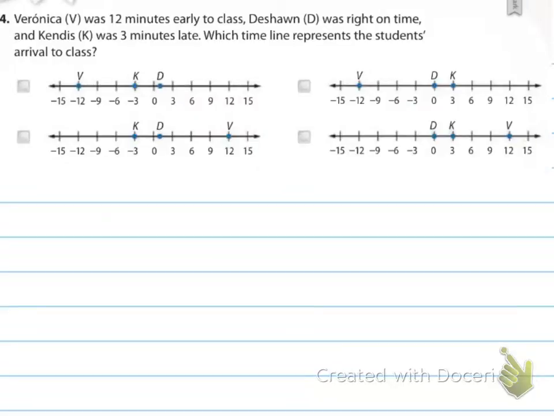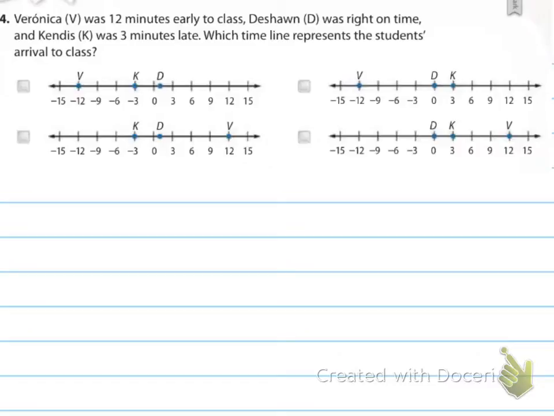All right, one last one for you guys. Veronica was 12 minutes early to class, and Deshawn was right on time, and Candace was 3 minutes late. Which timeline represents the students' arrival to class? So think about what early would be, what late would be, and right on time would be. So go ahead and select which one you think it would be. Pause the video if you need to.